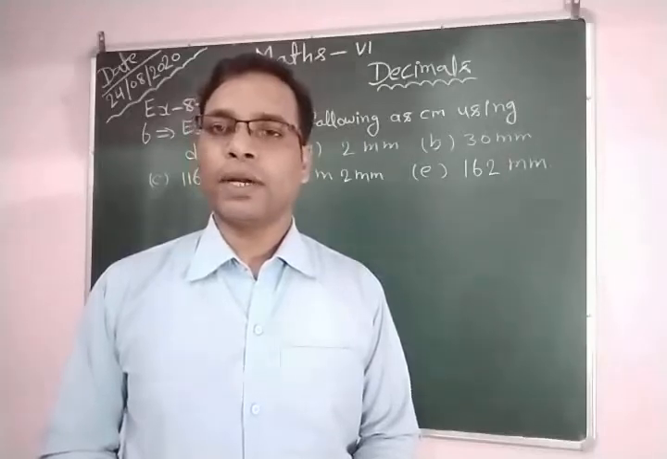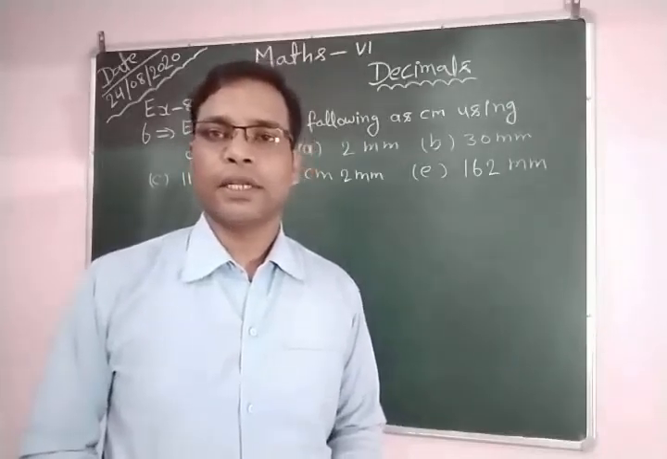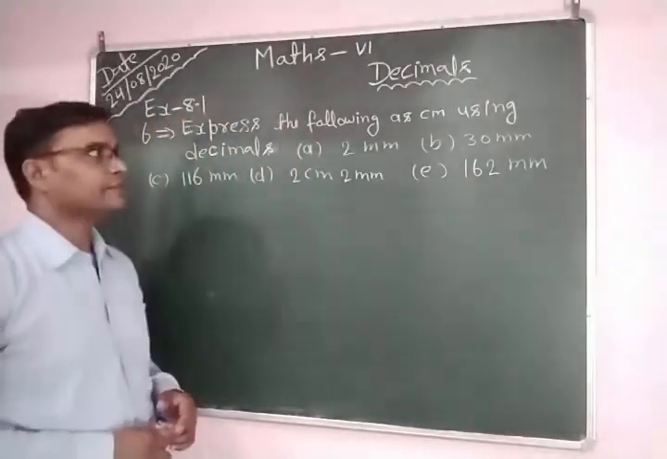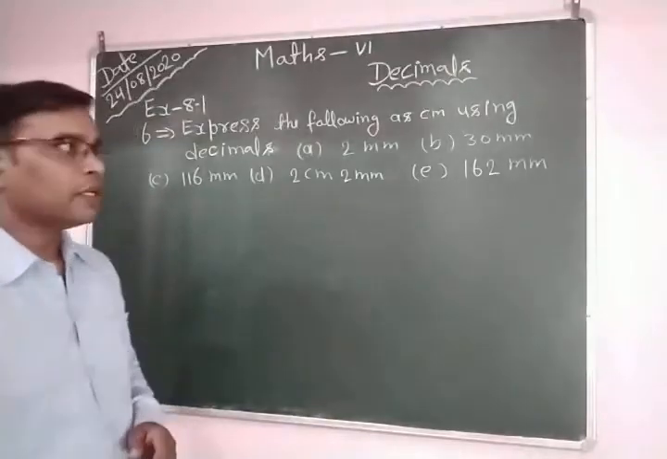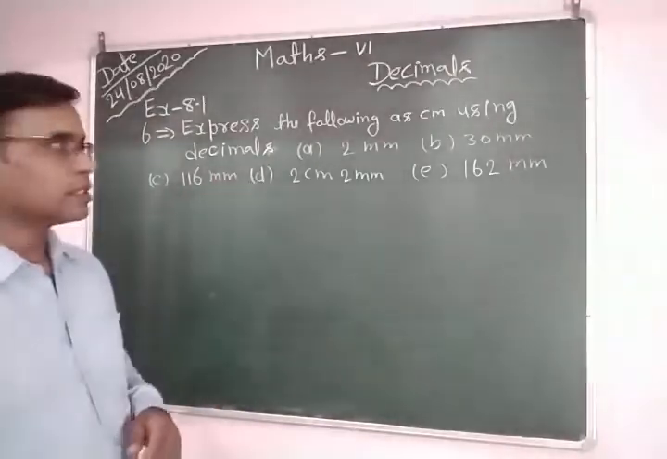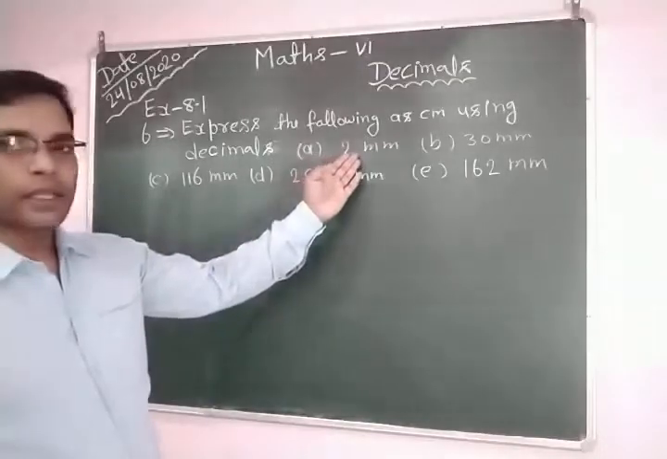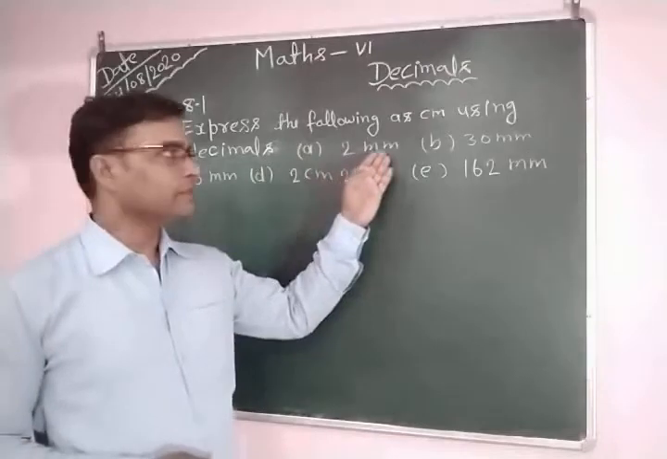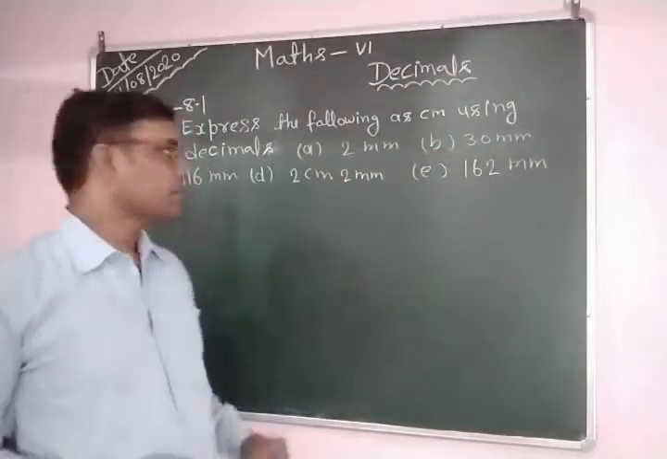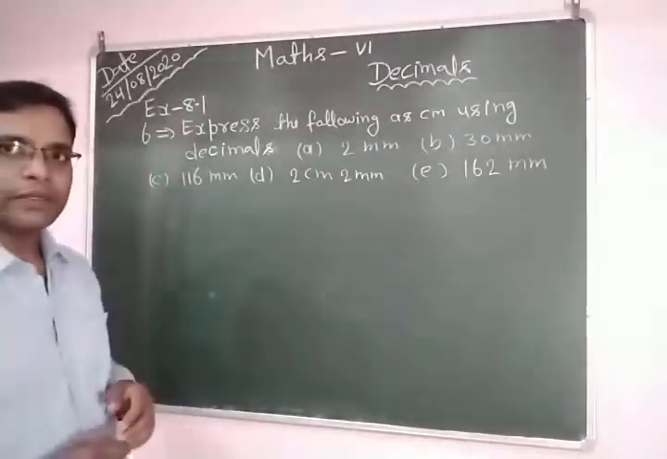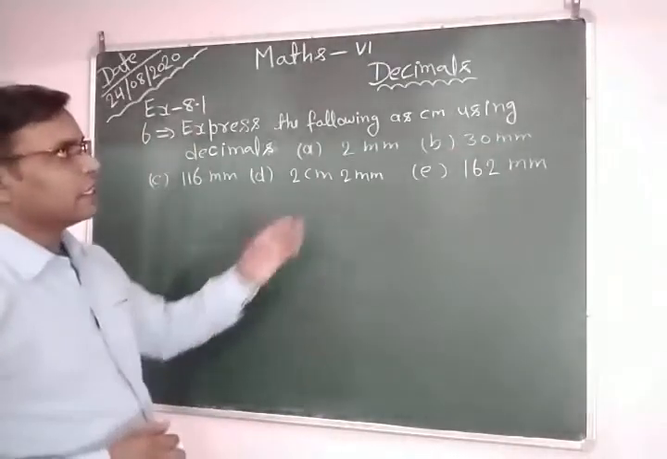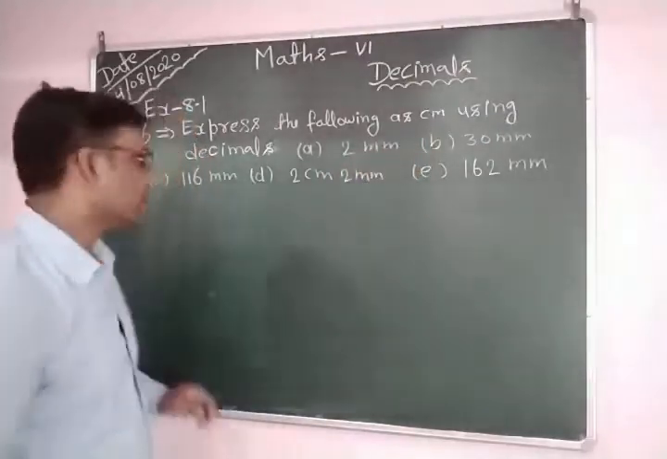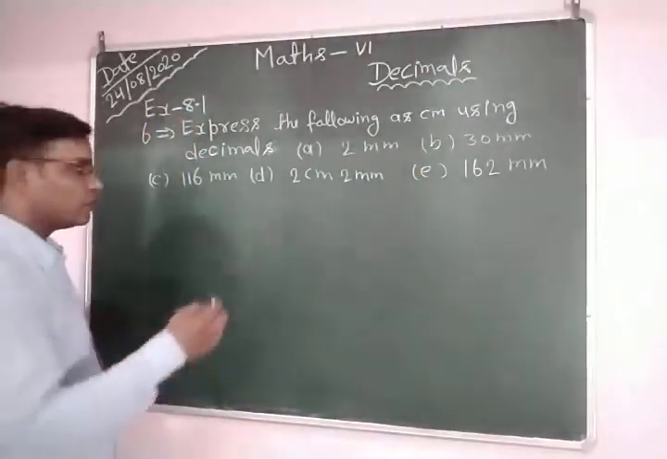Exercise 8.1 question number 6. Express the following as centimeters using decimal. The parts of question 6 are 2 mm, 30 mm, 116 mm. Okay, so first we change 2 millimeters into centimeters. Let's see how to do it.